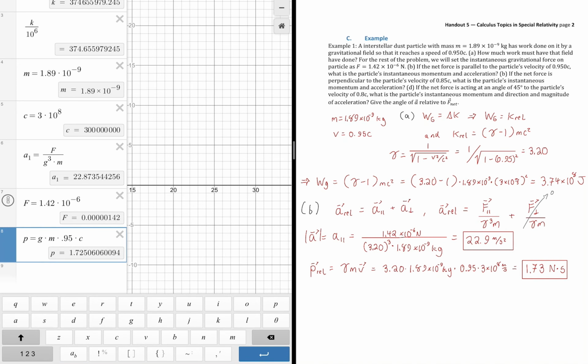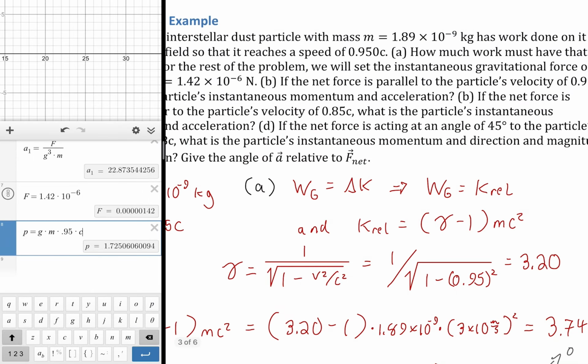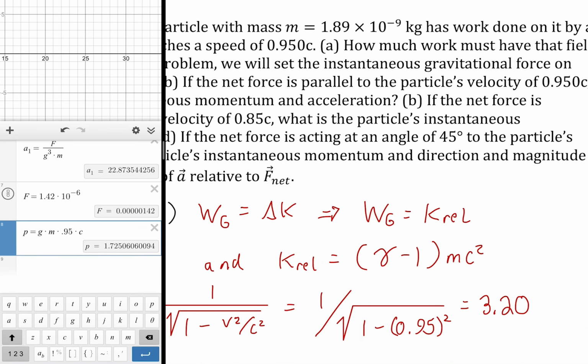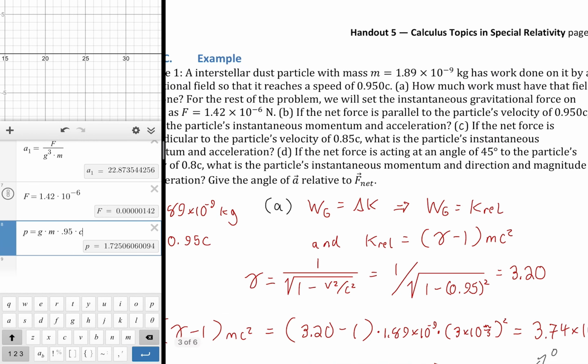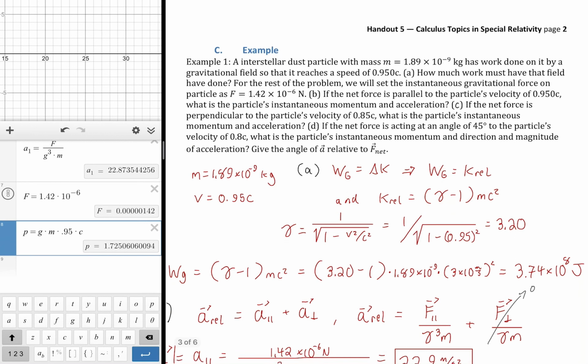On part C, which I will correct over here, let's zoom in a tad, because it's mislabeled as B, but it should be C. So here we have part C. Excellent. If the net force is perpendicular this time to the particle's velocity of 0.85, what is the particle's instantaneous acceleration? I guess I changed the velocity here. I might not have originally intended to do that, but we'll just find a new value.